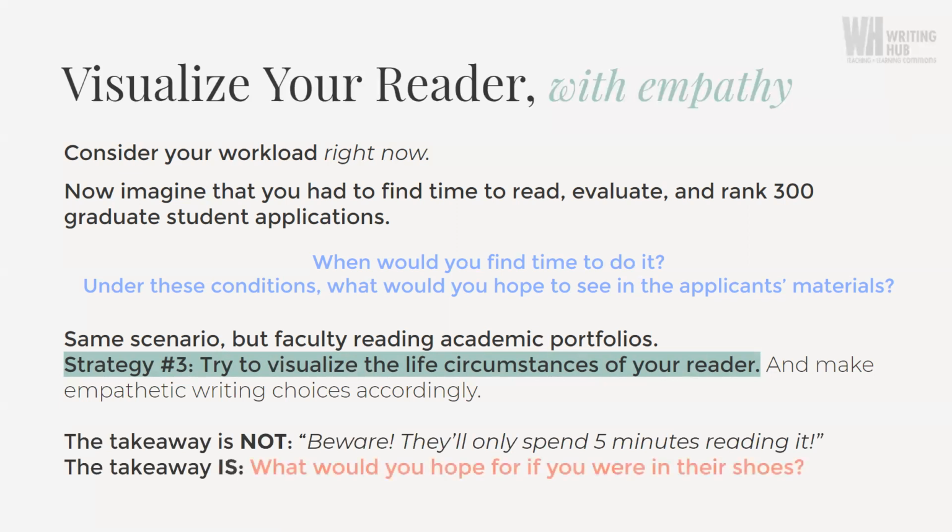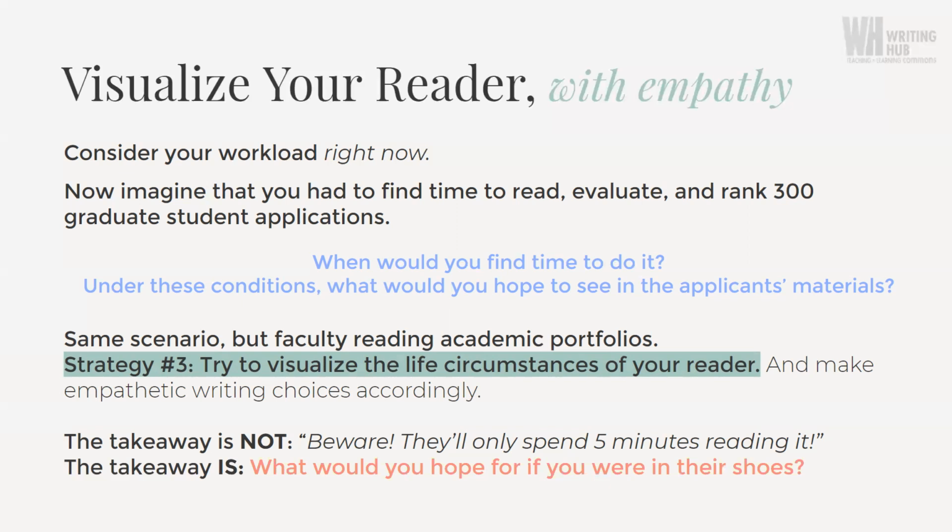I want you to remember, if you were in their shoes, what would you hope for? What would make the statements easier to read, easier to follow, so that you wouldn't have to dig through the writing to find what was useful about it? It would stand out to you quickly and easily. Make empathetic writing choices based on trying to imagine your reader and their experiences.